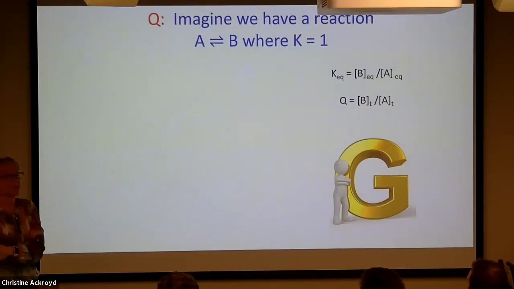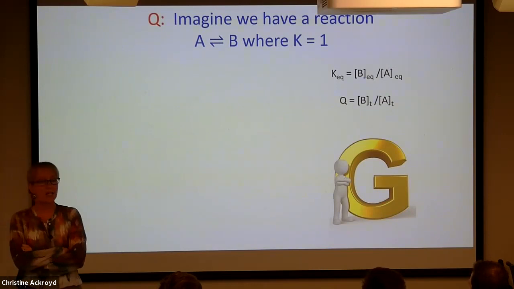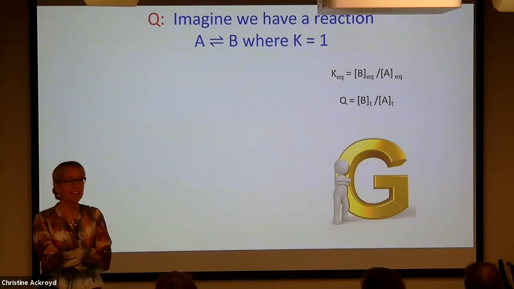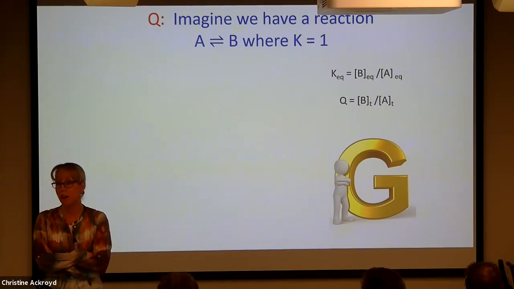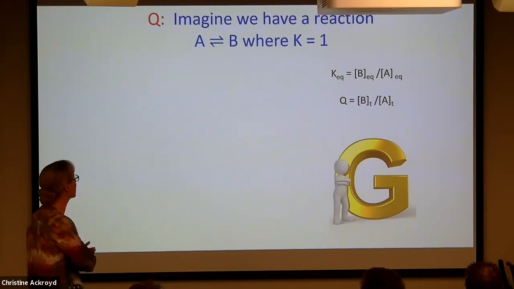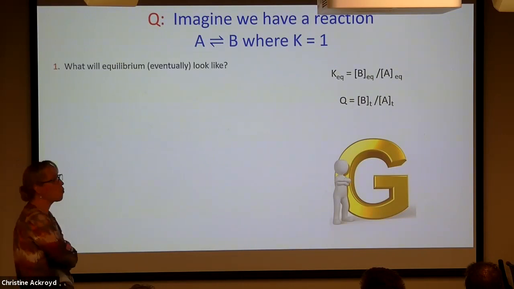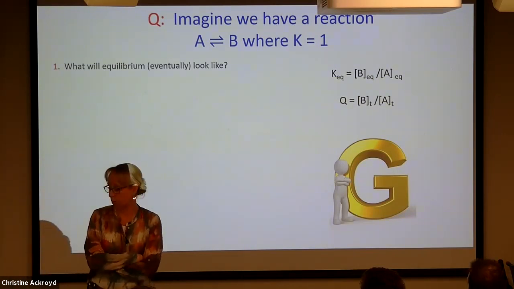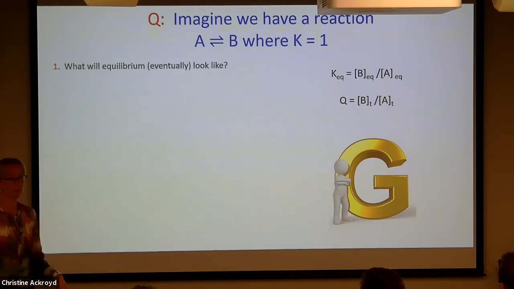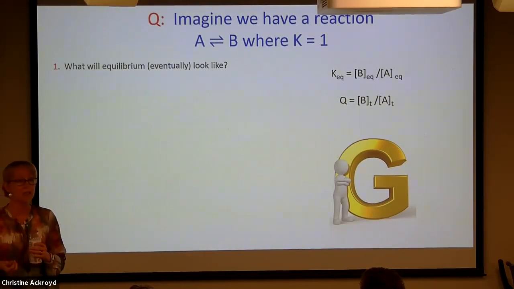Okay, so think about what this means. We have an equilibrium constant, K equals one. This is like the simplest option that I can give you. One starting material is converted to product, K is one. What will the equilibrium look like when we're done? You know something about the relative amounts of starting material and product when you get to equilibrium. Tell your neighbor what it is.